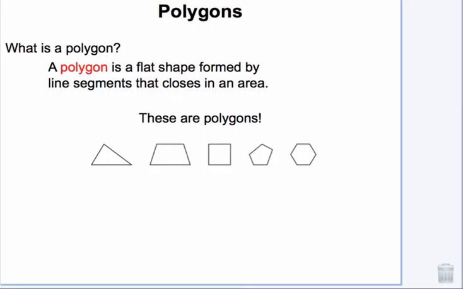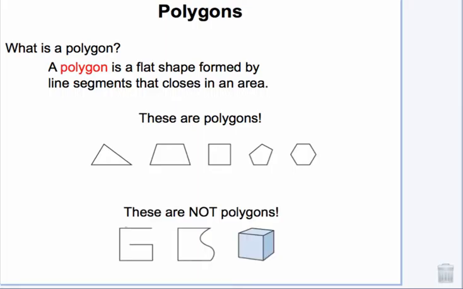Welcome back. Here are some examples that are not polygons. Notice the first one on the left, we have a G. This is not a polygon because it is not closed. It is open-ended. The one in the middle is not a polygon because we have the curved sides. And finally, the cube on the right is not a polygon because that is an image of a three-dimensional object. Pause the video and write these non-examples of polygons.